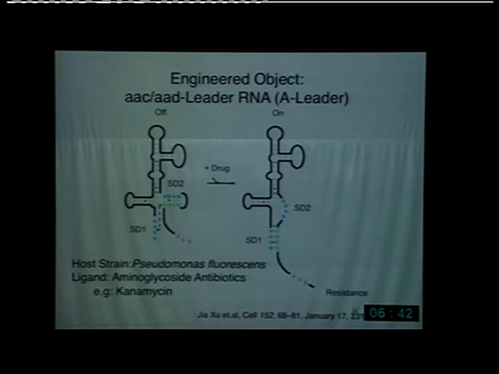So the object we engineered here is the ACAD leader RNA. It was discovered from the aminoglycoside antibiotic resistance system. And here is the off-state probed from the in vitro secondary structure analysis. And this is the on-state. If we add a drug, for example clindamycin, it will have a conformation shift. And the SD2 sequence here will be uncovered, and the translation will be on.